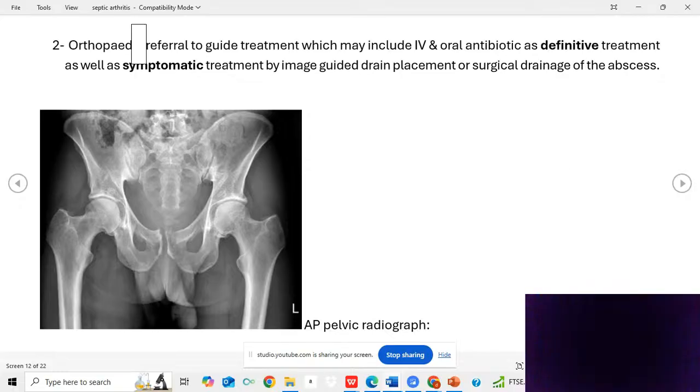So this is the third case of septic arthritis. In this case, we will manage to detect any inflamed pelvic muscle on MRI scan. Okay, so here this is the anteroposterior pelvic radiograph.